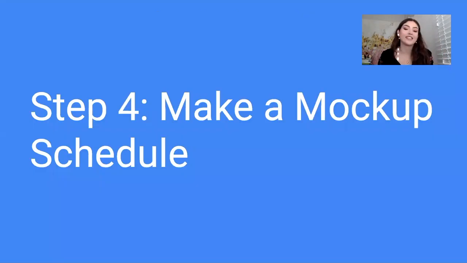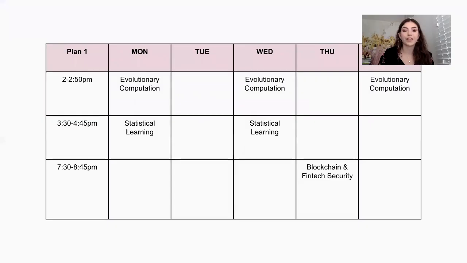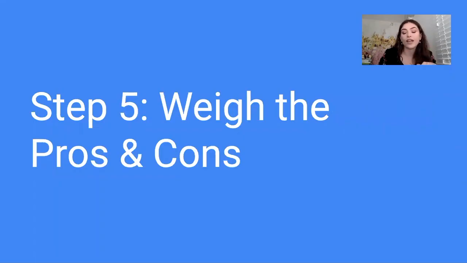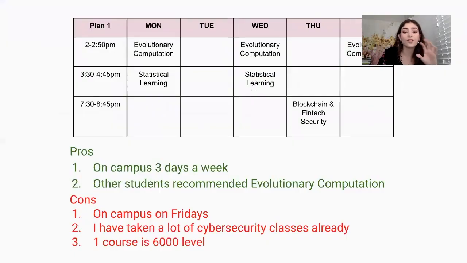So step 4 is to make a mock-up schedule. So this is, again, just the plain bare bones, a table with the times that the classes are offered and the names of the classes. Step 5 is to weigh the pros and cons. So this one, I had 2 pros and 3 cons. 1 pro was that I was on campus 3 days a week, and other students recommended evolutionary computation.